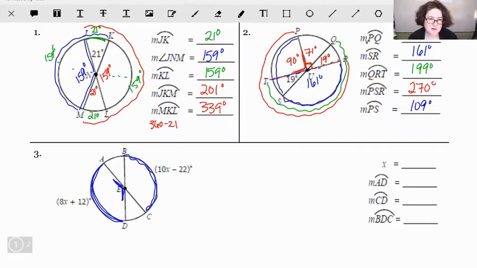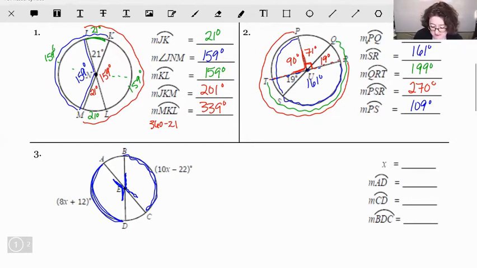What about the BC arc? Well, that's being cut off by this one. Wait a second. Those angles are straight across from each other. So that means those angles are actually vertical angles, which means they have to be equal, which means, what do you think the arcs, how do you think they compare? Well, that means the arcs are equal too.